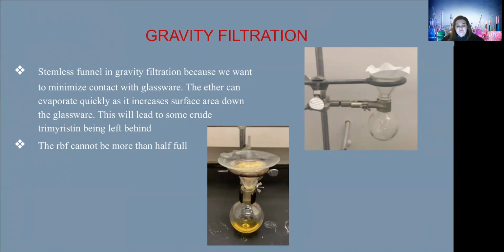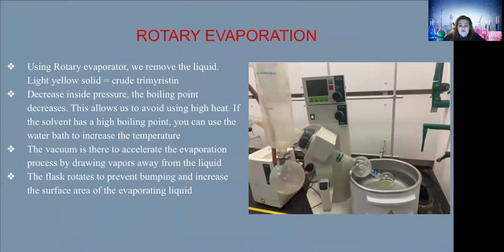So we perform gravity filtration, then we go over and do rotary evaporation. Rotary evaporation is going to allow us to remove the liquid. What you're going to end up seeing is a light yellow powdery substance along the edges when this is finished, and that's your crude trimyristin.